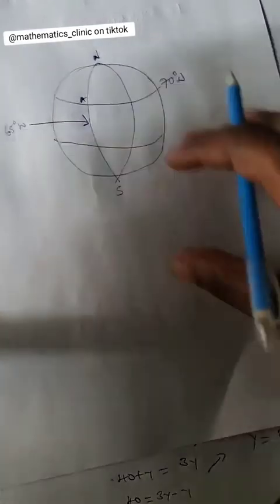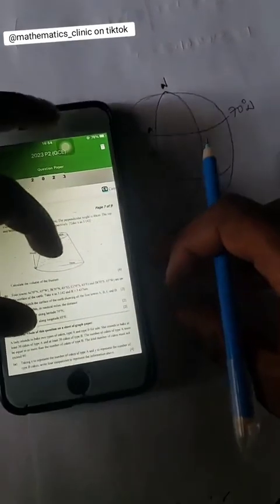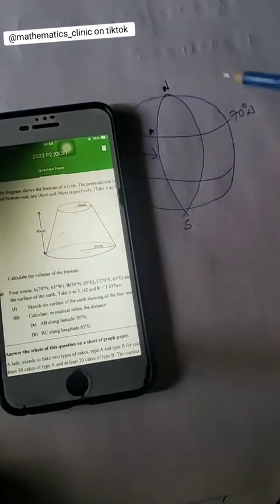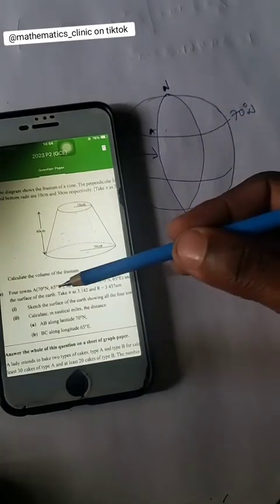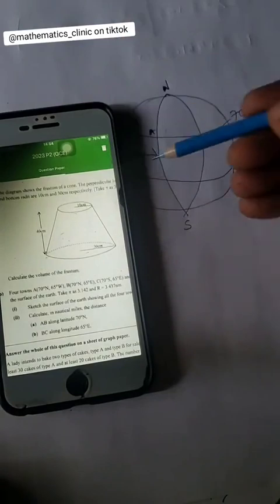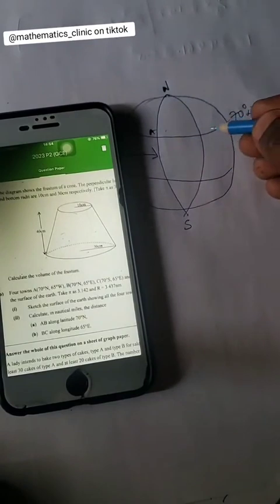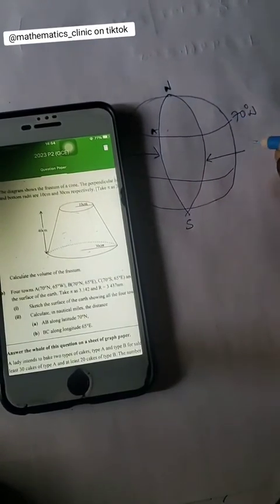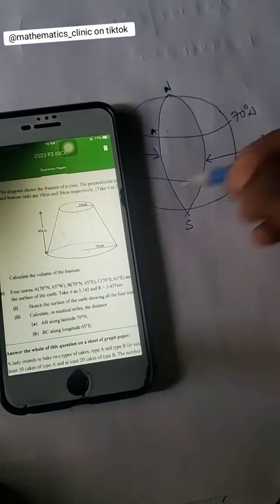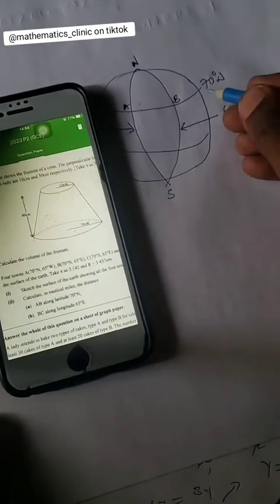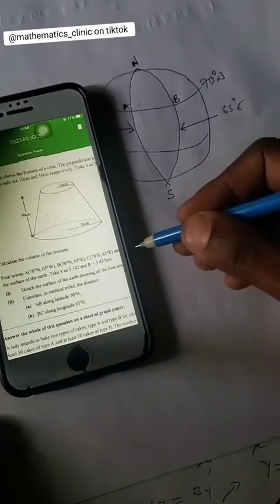So we said town A is 70 degrees north, in the northern hemisphere, and 65 degrees west, so A is here. B is at 70 degrees north, the same latitude but a different longitude, so it is 65 degrees east. So our B is right here, 70 degrees north, 65 degrees east.